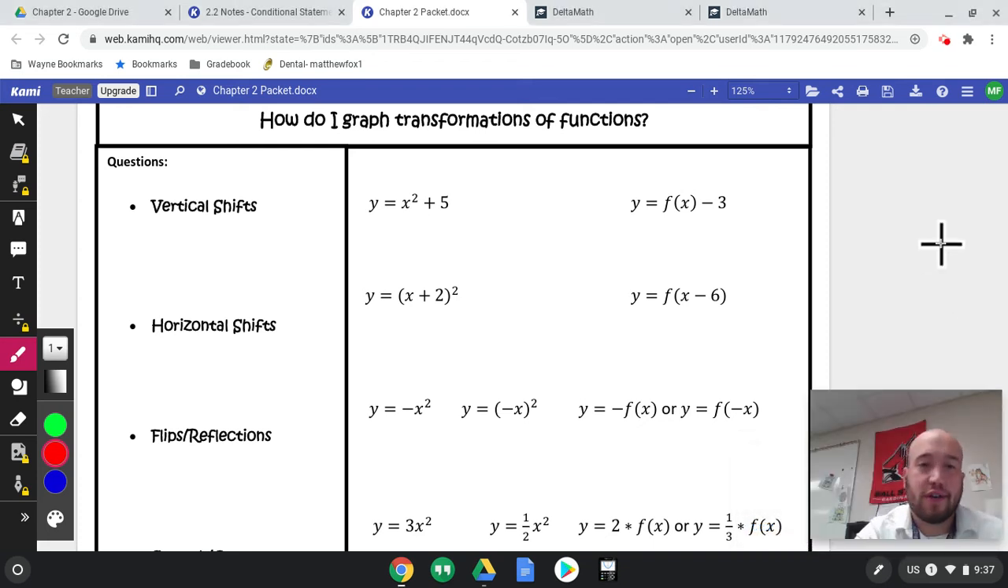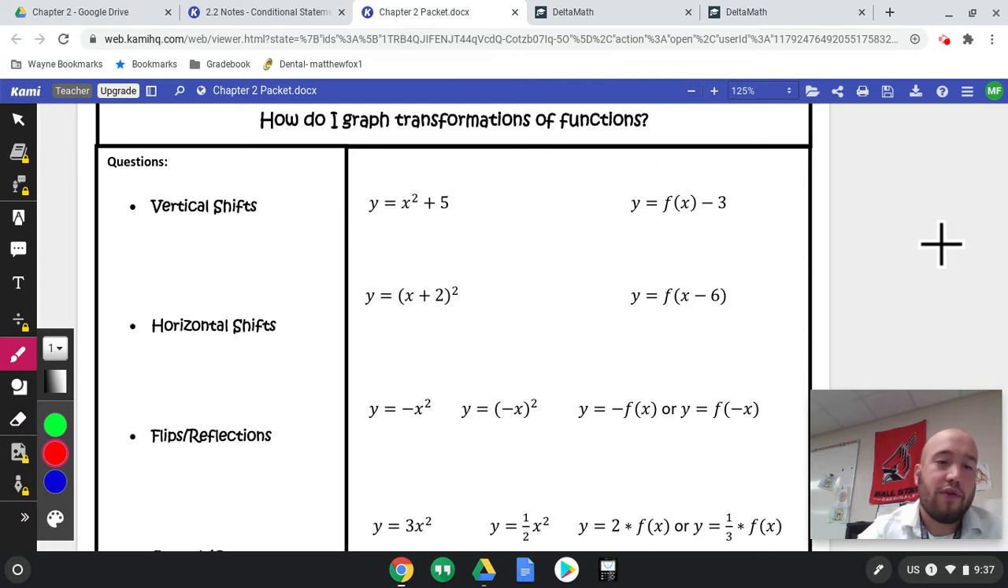Hey, pre-calc. Today we are going to talk about how to graph transformations of these functions. Yesterday we looked at a few different parent functions, and now today we're going to work on what happens when it's not like the general function. Sometimes it gets shifted up, down, left, right.